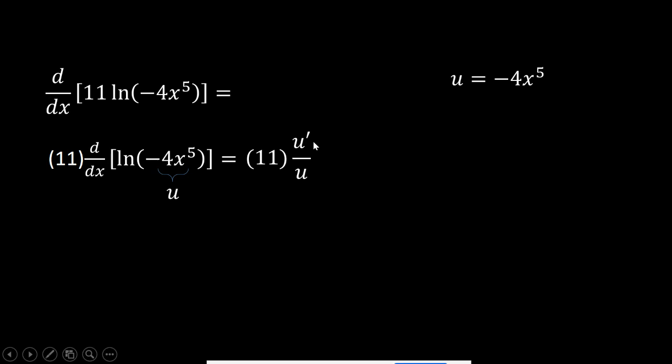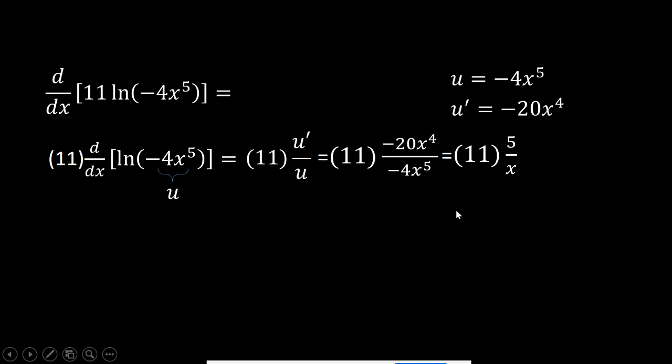Still only having one piece of information that's missing, so let's go get it. Derivative of -4x to the fifth is -20x to the fourth. Now let's take our information and drop it in, keeping that 11 times, carrying it through. And now we can simplify this. -20 over -4 is 5. 4 of these x's will cancel with 4 of those. Should leave me with 11 times 5 over x, which is 55 over x. So there's the answer to this problem.